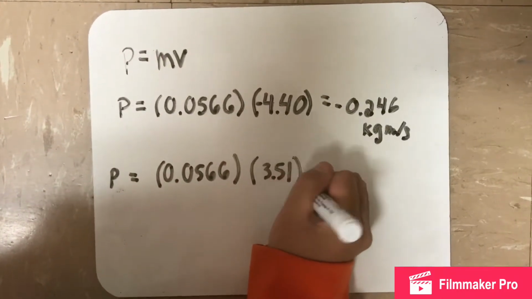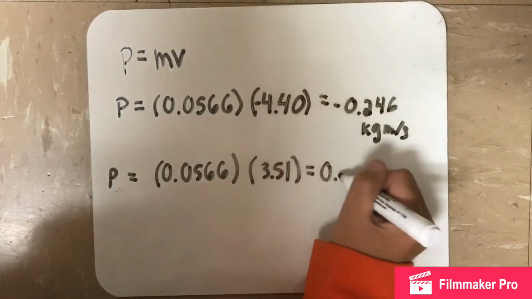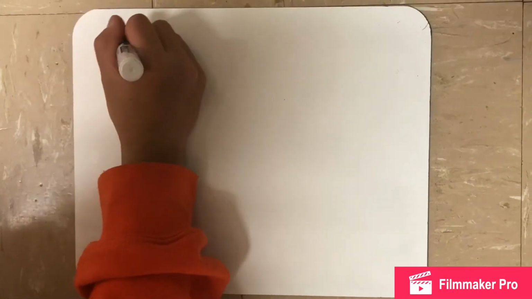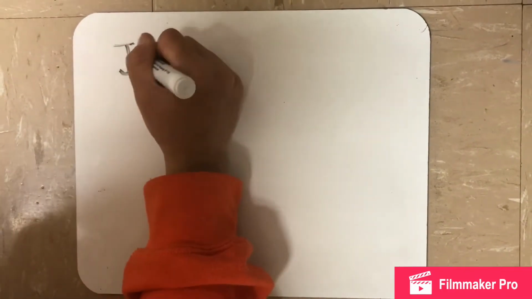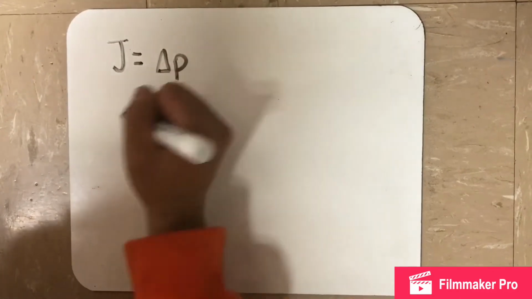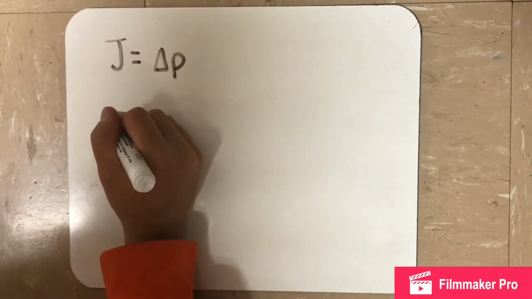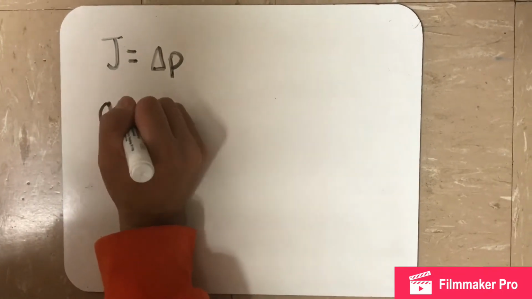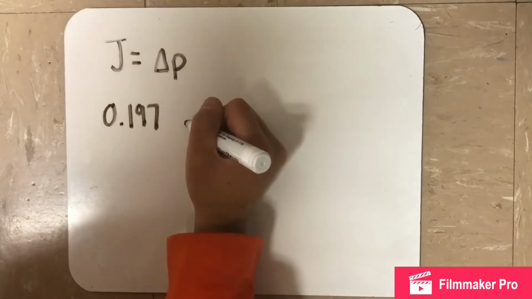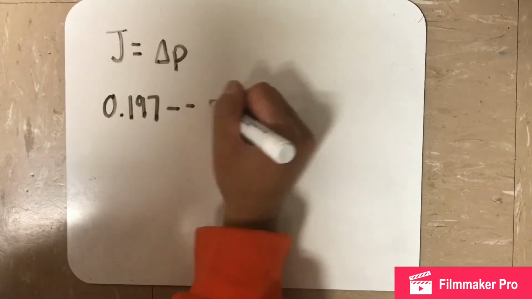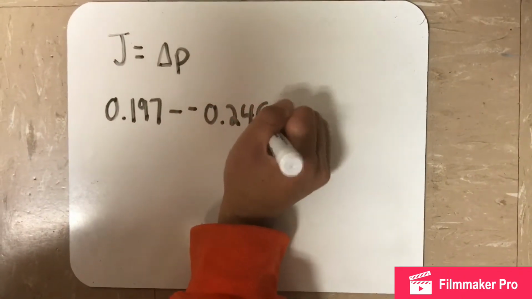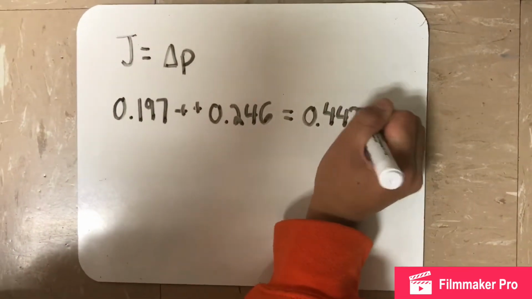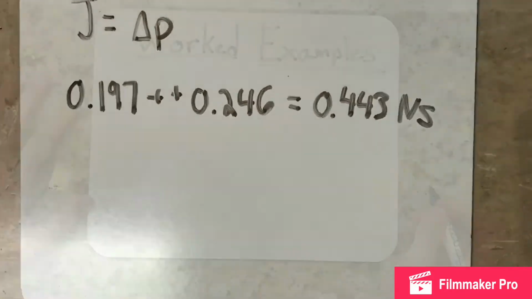That velocity gives 0.197 kg·m/s. So now to find the answer to our question, the impulse, which is the change in momentum, we subtract the initial from the final. As calculated earlier, it was 0.197 minus the negative 0.246, which becomes positive, and that gives 0.443 N·s, which is our impulse.